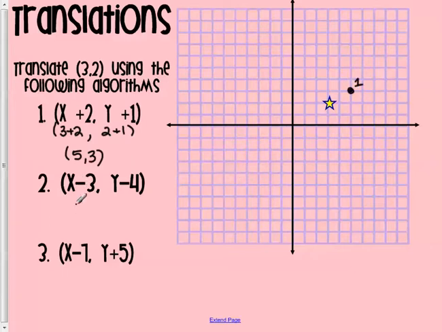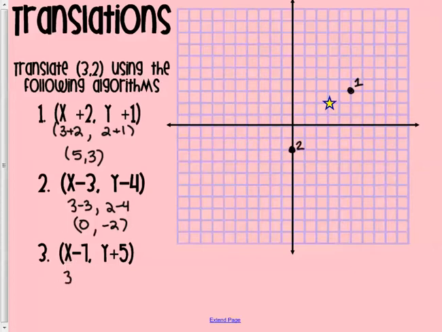If we moved 3 units down, then it's 3 minus 3 or 0, and y would be 2 minus 4 or negative 2. So our new point is going to be at 0, negative 2, or we're moving left 1, 2, 3, and down 4. So our second point is right here.